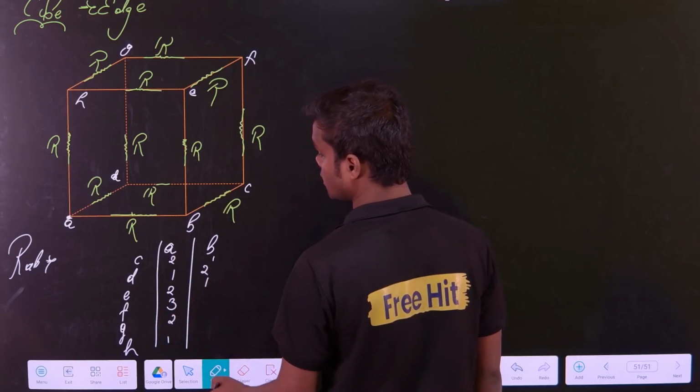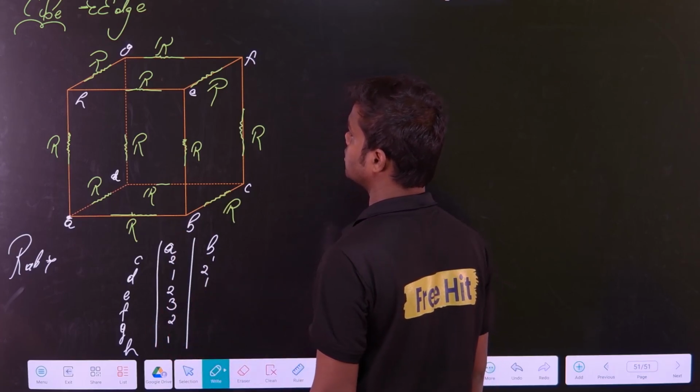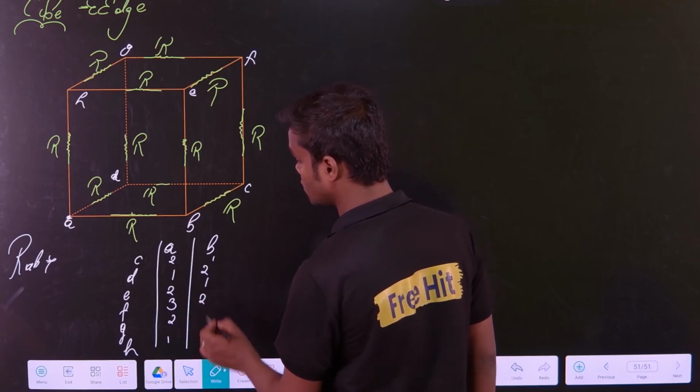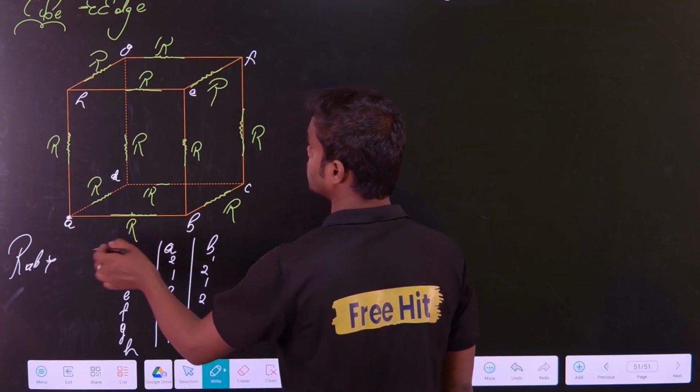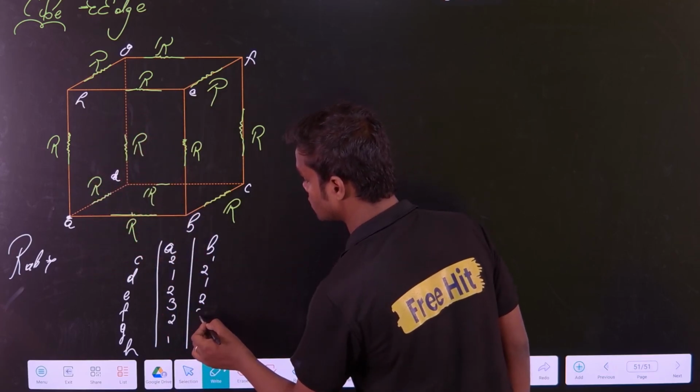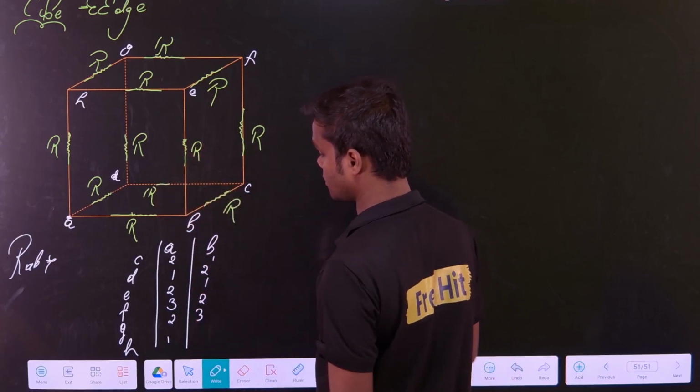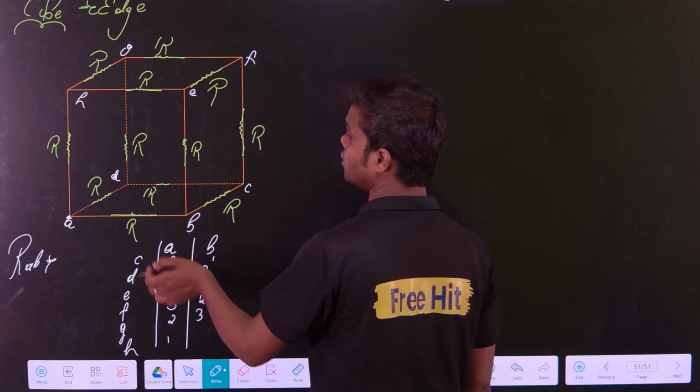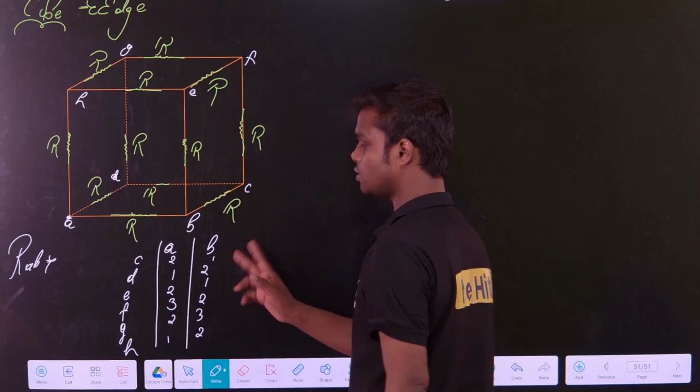B to E, how many resistances? 1 resistance. Then B to F? 2 resistances. B to G, how many resistances? 3 resistances. There is no other approach, 3 resistances. And similarly B to H, how many resistances? 2 resistances. Now you see which one is common.